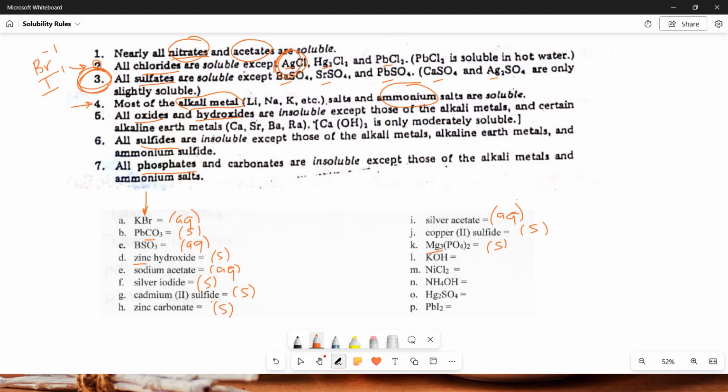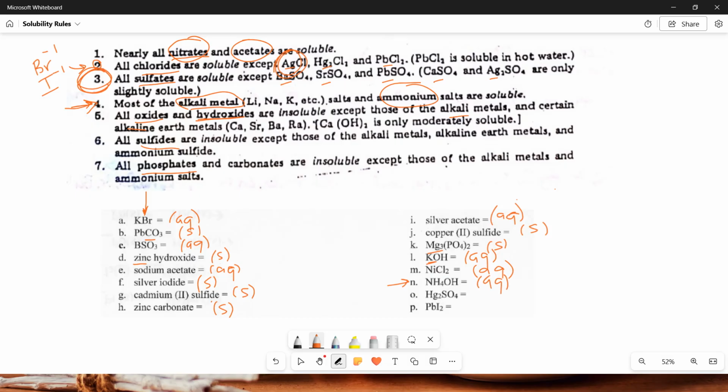It is solid. Potassium hydroxide would be rule 5. They're insoluble unless we have alkali or alkaline earth. Potassium is alkali, so this is an exception. It is aqueous. Nickel chloride. Chlorides are soluble unless we have silver, mercury, or lead. Nickel is none of those, so this is going to be aqueous. Ammonium hydroxide. Now, when we look at rule 5 for hydroxides, it says it's insoluble except for alkali and certain alkaline earth. But look at rule number 4. All alkali and ammoniums are soluble. So this is going to be aqueous. That one was a little tricky.